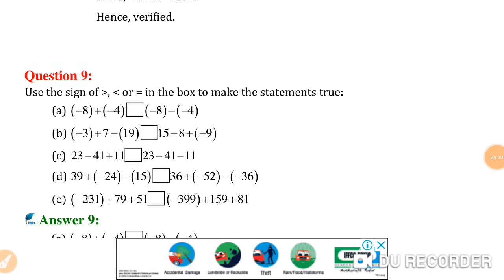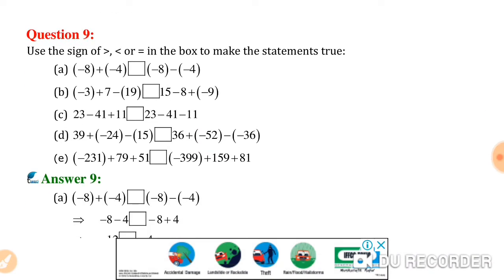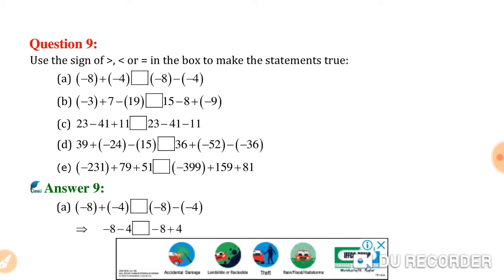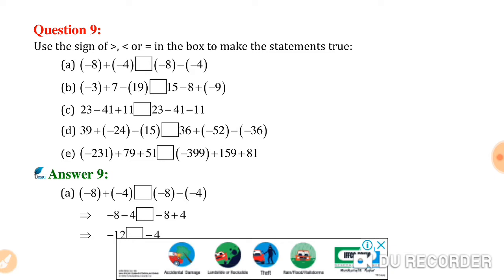So next, go for question number 9. Use the sign of greater than, less than or equal in a box to make the statements true. So whether it is true or not, by writing the symbols we have to write. If it is true, equal means we can keep an equal sign. So for that we have to check whether the sum gives the same LHS as RHS or not. If it is greater than, keep a greater than sign. If it is less than, keep a less than sign. Or if it is equal, keep an equal sign. Okay, so start doing it.